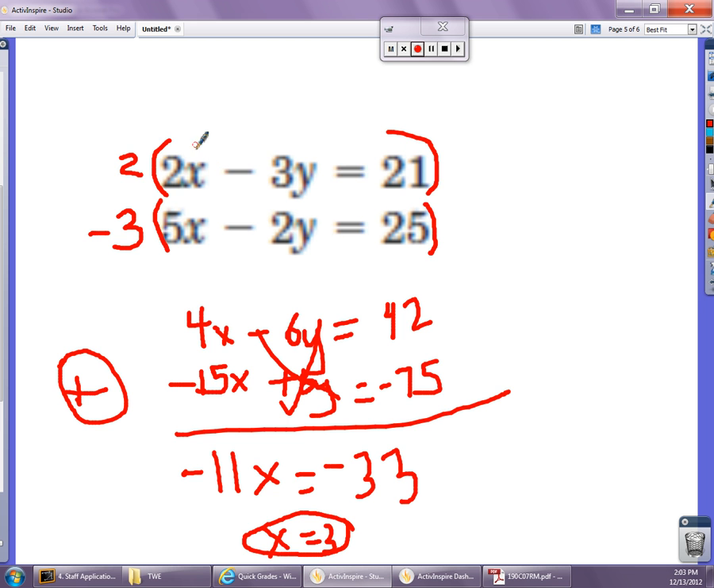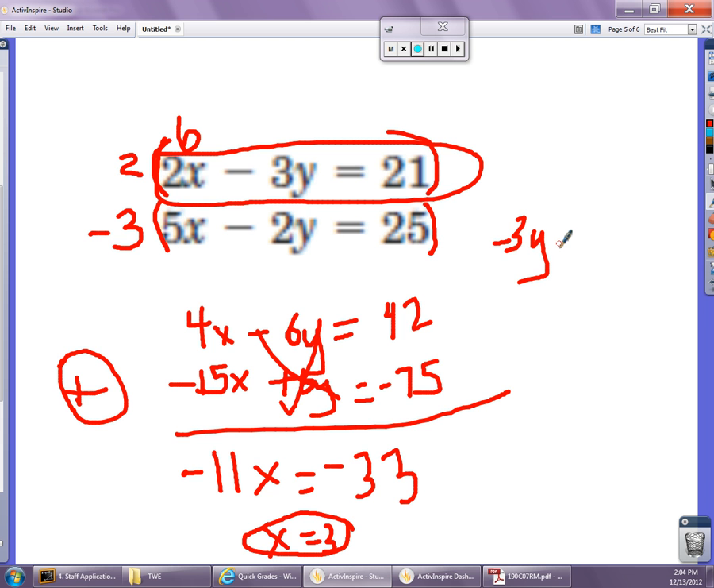Plug it back into one of the equations, any of them. You could either use these two down here, your new ones, or I'm going to use the original ones. I'm going to use this one right here. So instead of 2x, you get 6. 6 minus 3y equals 21. I subtract 6 from both sides, so I'm going to do that over here. So you're left with negative 3y is equal to, I subtracted 6 on both sides, so you get 15. And y equals, divide both sides by negative 3, you get negative 5.